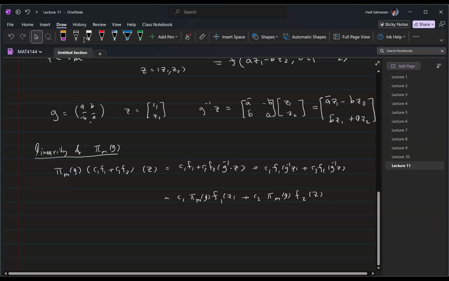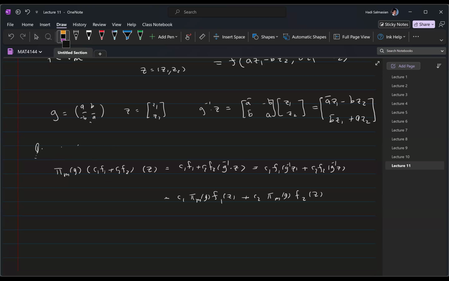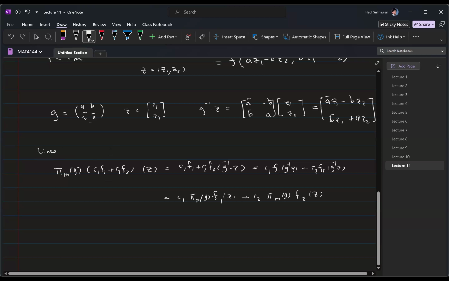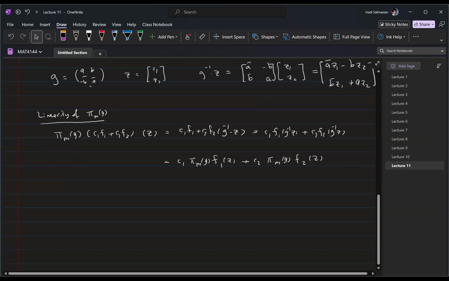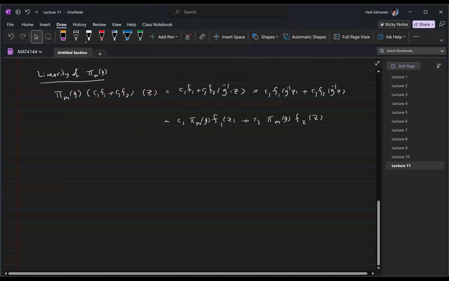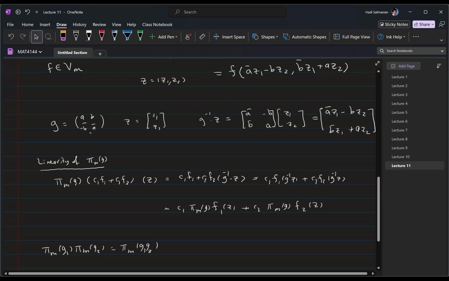Okay. And we also need to verify that this pi m is a group homomorphism. I'll check it shortly. I need to check that pi m of G1 times pi m of G2 is pi m of G1 G2. And that is where this inverse comes into the picture.